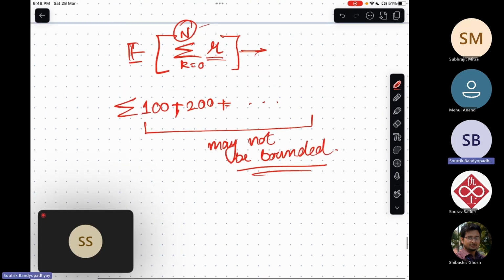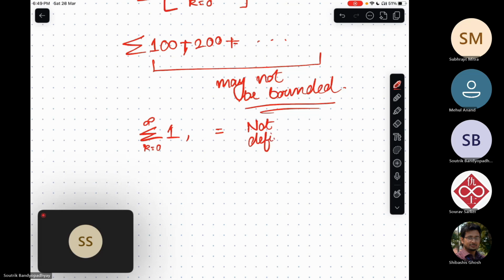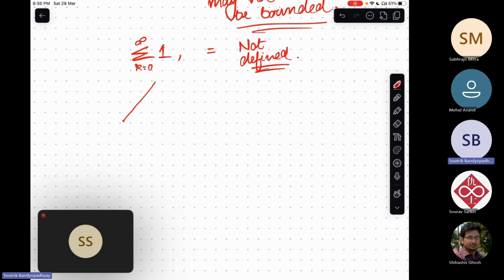So in effect, if you have an unweighted sum of these rewards, this may eventually end up diverging. The easiest example is to observe a sum of, let's say, ones. If I have an infinite sum of ones, this is actually not defined.